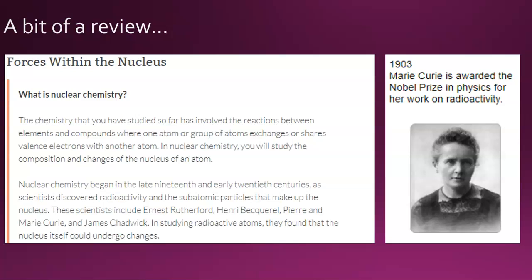Nuclear chemistry began in the late 19th century and early 20th century as scientists discovered radioactivity and the subatomic particles that make up the nucleus. These scientists include Ernest Rutherford, Henri Becquerel, Pierre and Marie Curie, and James Chadwick. In studying radioactive atoms, they found that the nucleus itself could undergo changes.